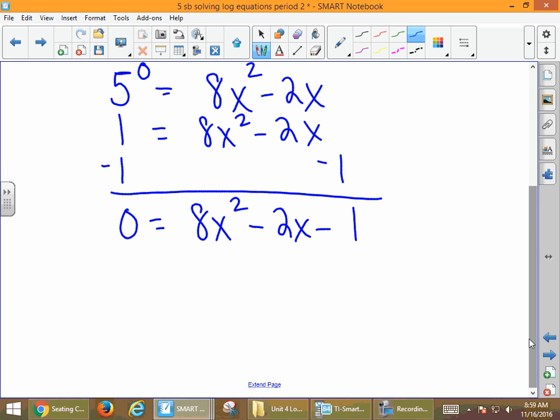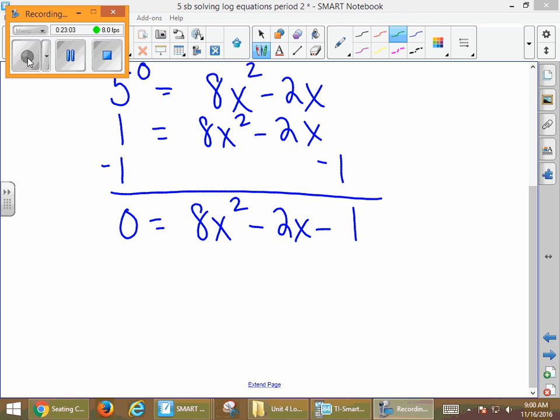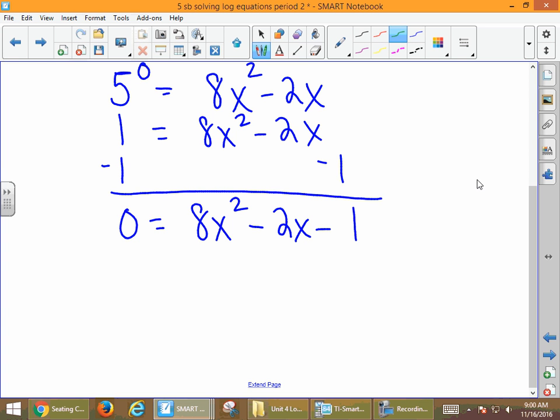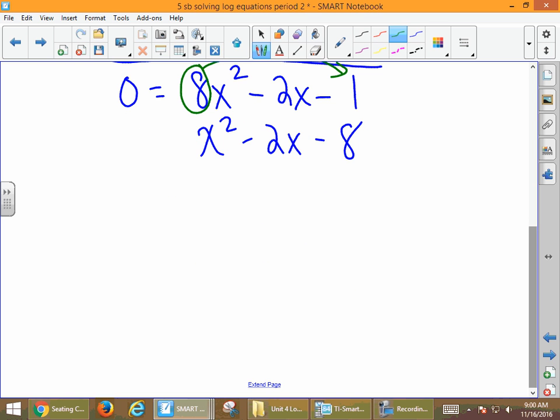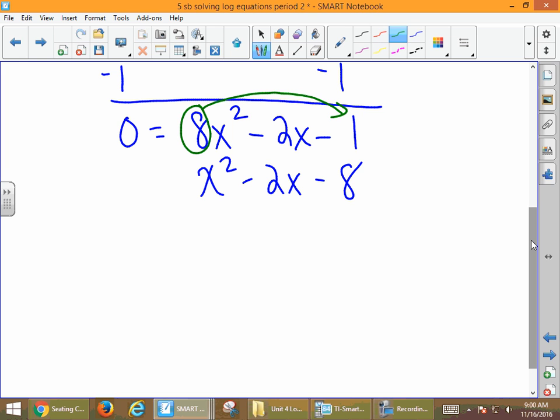So on this particular problem, we haven't seen slide divide for a while. So let's factor. And we're going to take that 8 and we're going to slide it over. And we end up with x squared minus 2x minus 8. And it's easier to factor with x squared than it is with 8x squared. If you like the split the middle method, feel free to do the split the middle method.